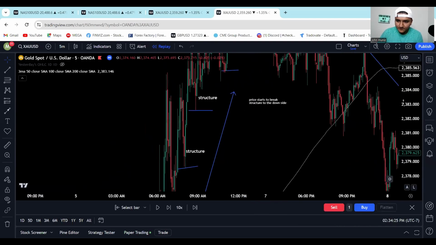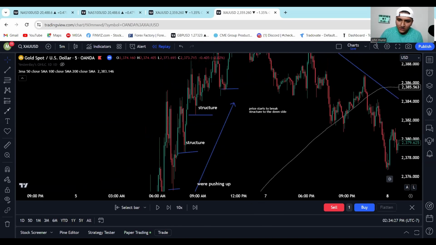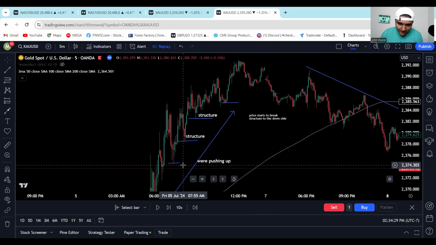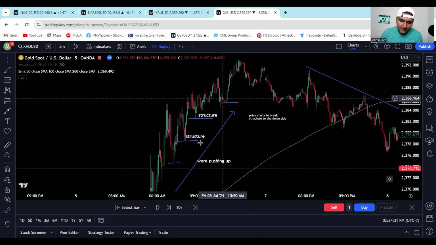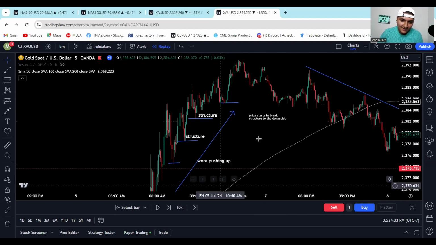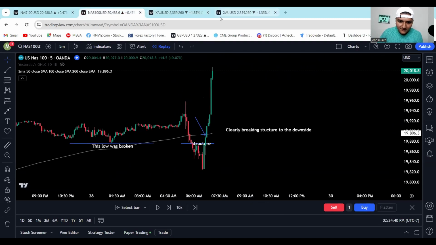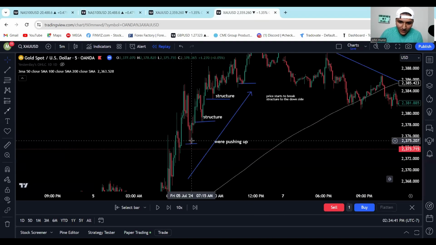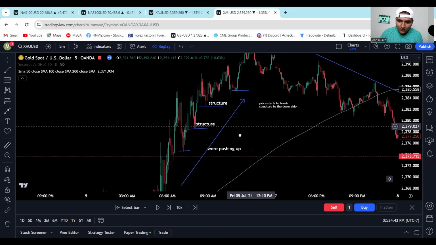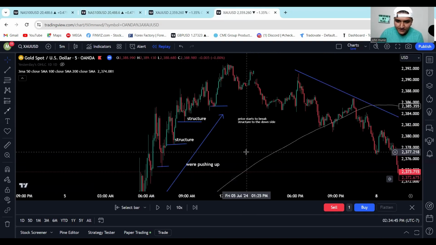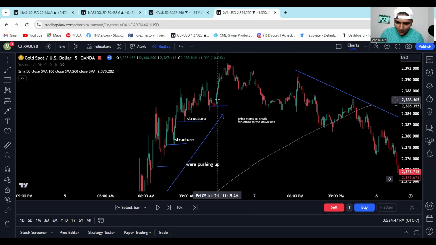As you can tell, we're literally pushing up, right? We're breaking structure to the upside. We're making higher highs, guys. Same thing as this, higher highs here. Look at here, it's the same thing. We're making what? Higher highs. We're pushing up with price, right? Buyers are in.